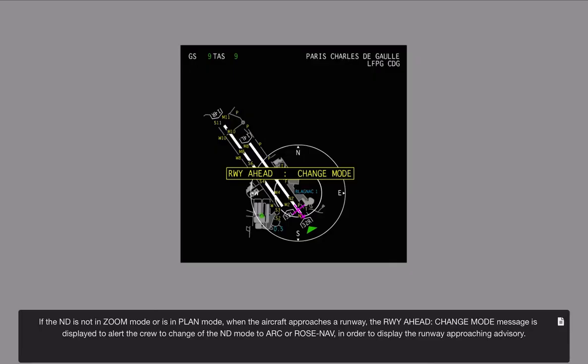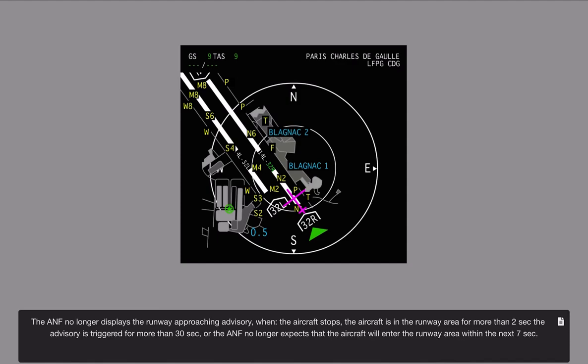If the ND is not in zoom mode or is in plan mode when the aircraft approaches a runway, the runway ahead change mode message is displayed to alert the crew to change the ND mode to ARC or ROSE-NAV in order to display the runway approaching advisory. The ANF no longer displays the runway approaching advisory when the aircraft stops, the aircraft is in the runway area for more than 2 seconds, the advisory is triggered for more than 30 seconds, or the ANF no longer expects that the aircraft will enter the runway area within the next 7 seconds.